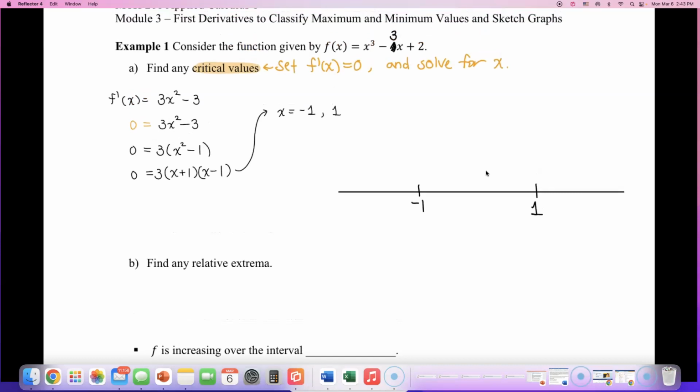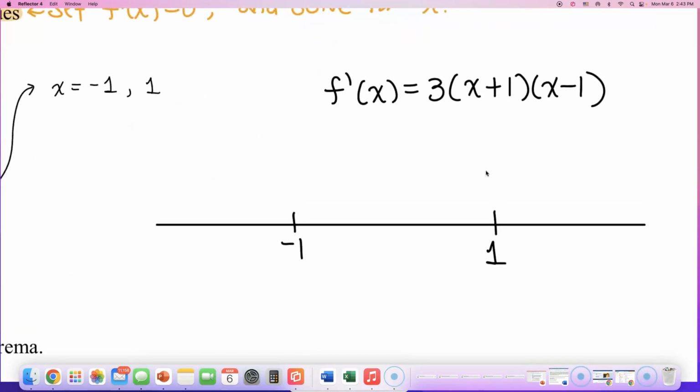Okay, so what we will do is we will plug in numbers into that first derivative, which was f prime of x equals 3 times x plus 1 times x minus 1. So look, what will happen if I pick a point that is to the right side of 1? So I'm gonna pick x equals 2 here. Because 2 is bigger than 1, it definitely is on the right side of 1, right?